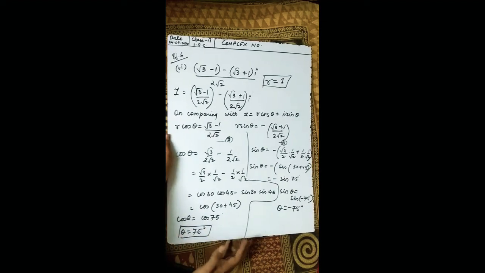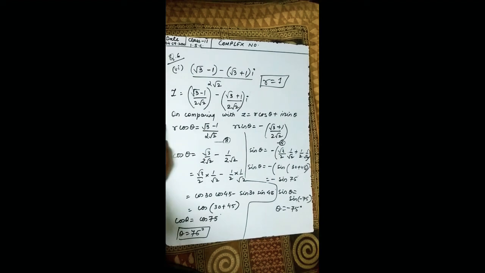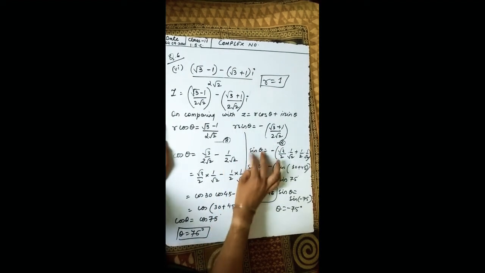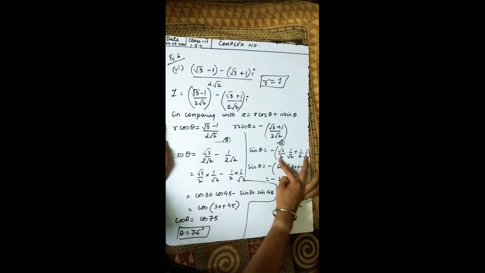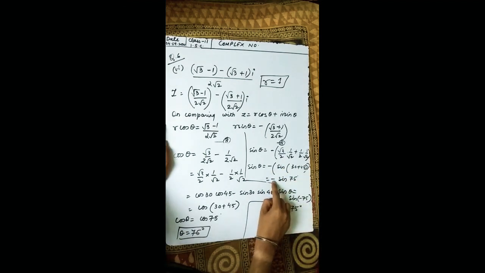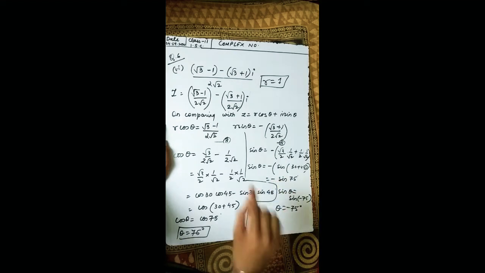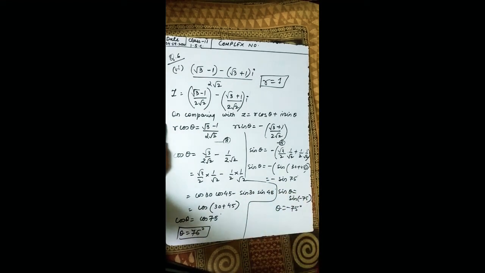Keep it as it is. Now you take this, r is 1, so sin θ is equal to minus of, I have separated it and written like this. From here I am getting again the sin 75, but the minus sign is there. We know sin of −θ is −sin θ, so I am taking the minus inside. So sin θ equals sin of −75, so θ is equal to −75.